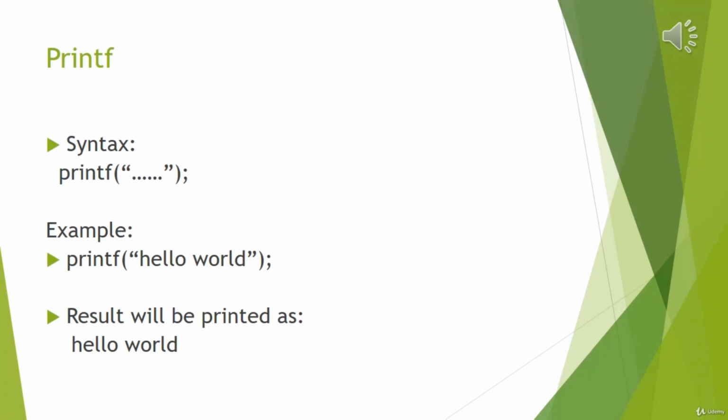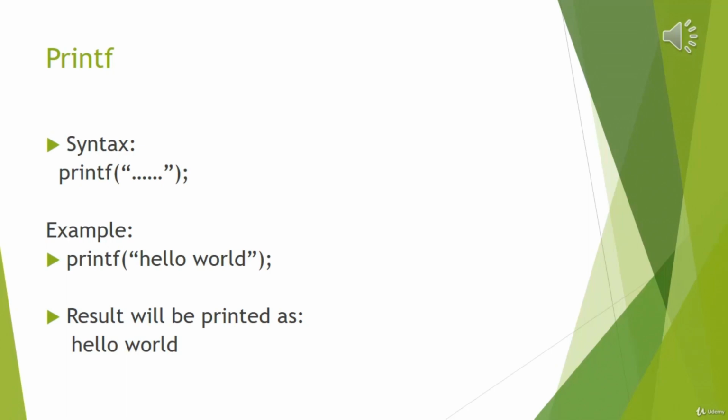So let's discuss the printf statement. You can see the syntax of the printf. It's written printf, then braces start, inverted commas, and then whatever we want to print on the screen is written in between these inverted commas, and then bracket close, and then semicolon.